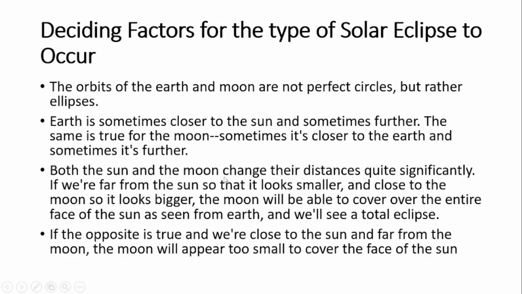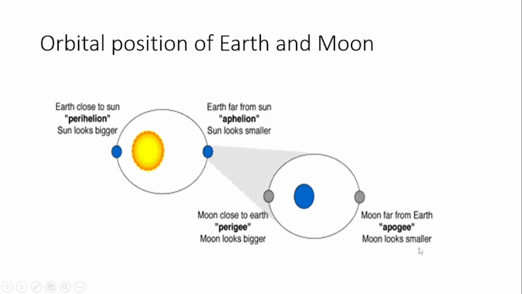Both the Sun and the Moon change their distance quite significantly. If we are far from the Sun, it looks smaller, and if we are close to the Moon, it looks bigger. The moon will be able to cover the entire face of the sun as seen from the earth, and we see a total eclipse. If the opposite is true, we are closer to the sun and far from the moon, and the moon will appear too small to cover the face of the sun. Like here it's shown in the diagram.